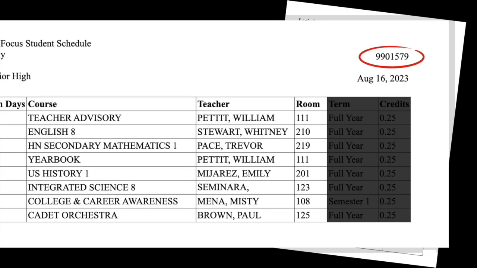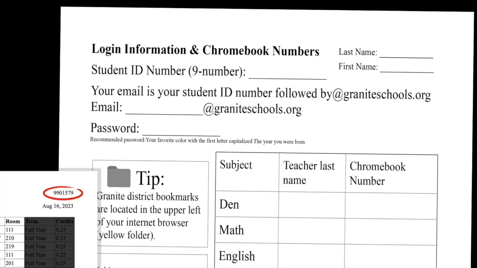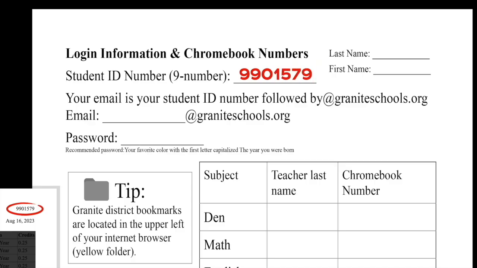And remember that number we had you circle earlier at the top right? You're going to need that number. It starts with a 9 or a 4 and is your student ID number. Go ahead and write it in. Now what's nice is it's also your email address. So go ahead and put that number in one more time. This will make it easy to send messages to your teacher via email. Your email address is simply your 9 number at graniteschools.org. One thing for everything. It's wonderful.